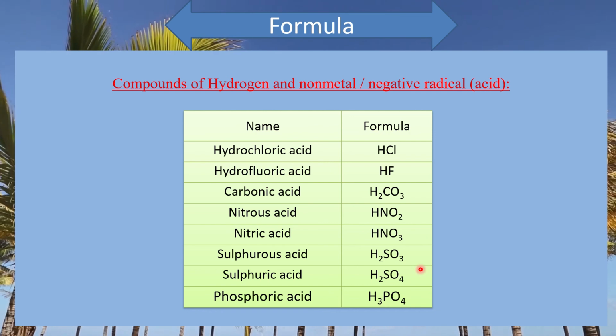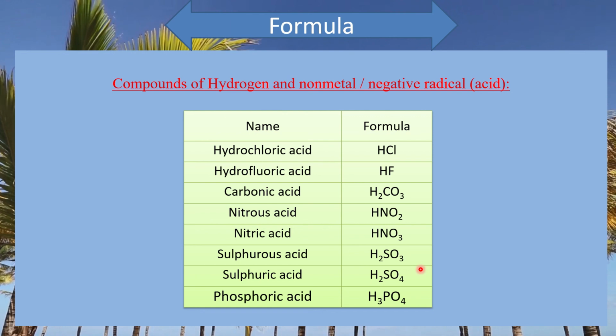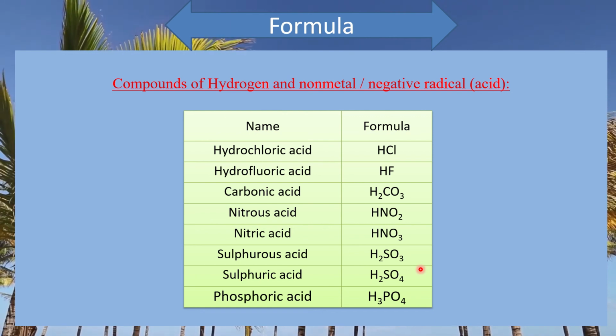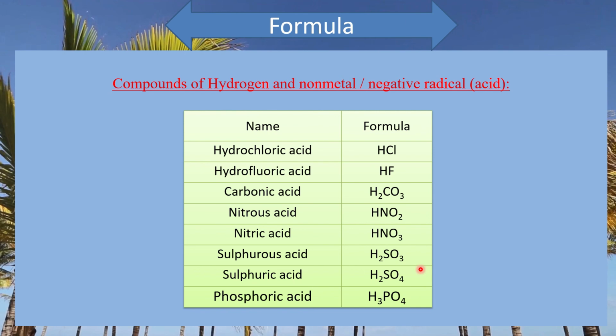Here, students, look, the negative radical and also the non-metal are pronounced as ic. Sulfate will be written sulfuric. Chlorine will be chloric. Fluorine will be fluoric. Carbonate will be carbonic. Phosphate will be phosphoric. Nitrate will be nitric. Okay, in this way, when the compound of hydrogen and a negative radical is written, then these are acids and they are pronounced this way.